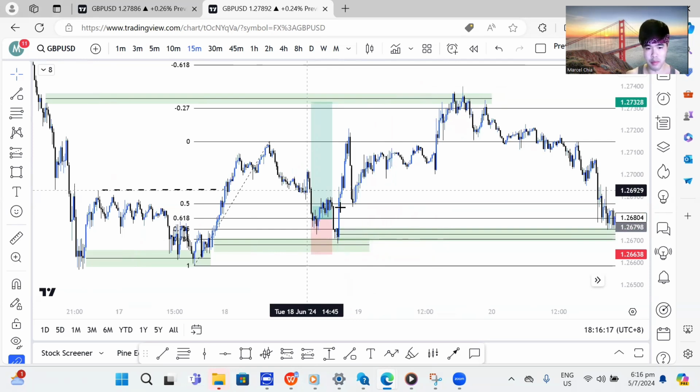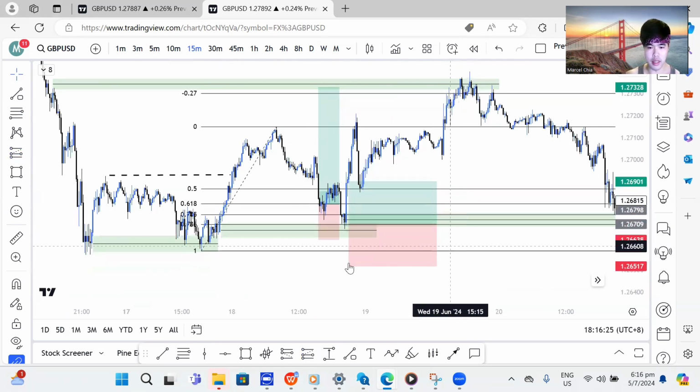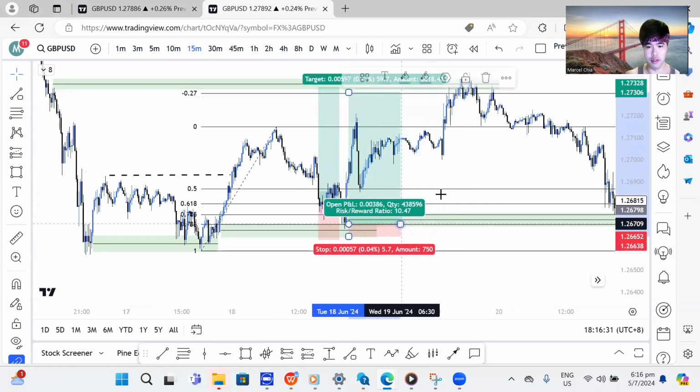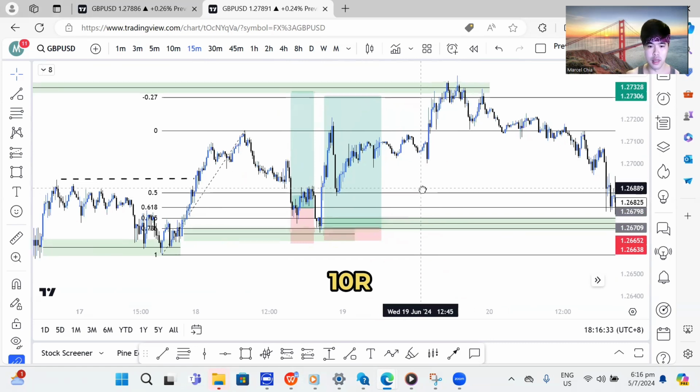Or if we want to improve our position, we can wait for it to tap this demand zone. Then this is where we can enter a buy from here as well. This will give us around a 10 risk reward ratio.